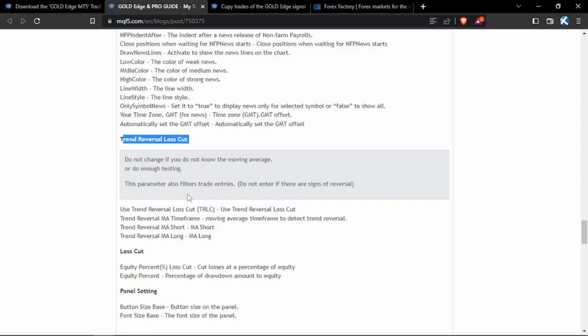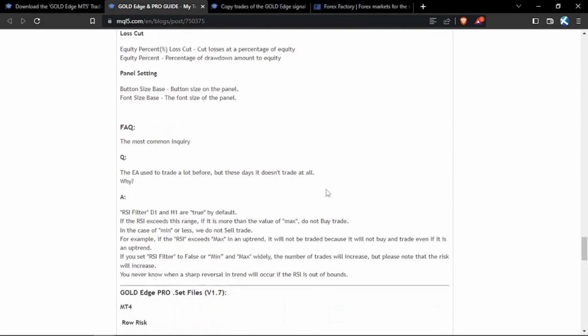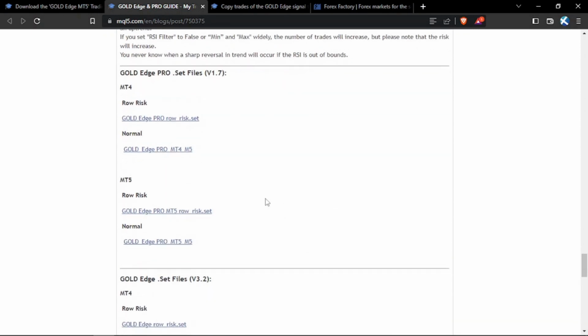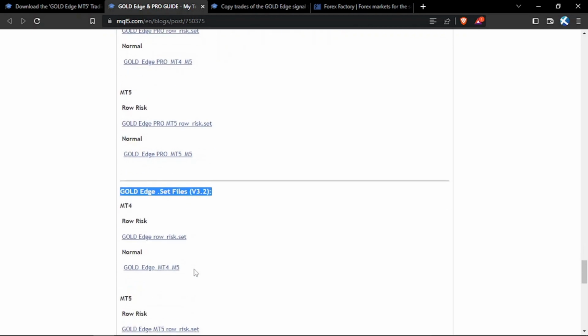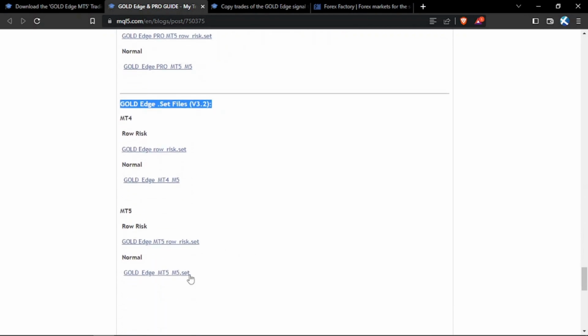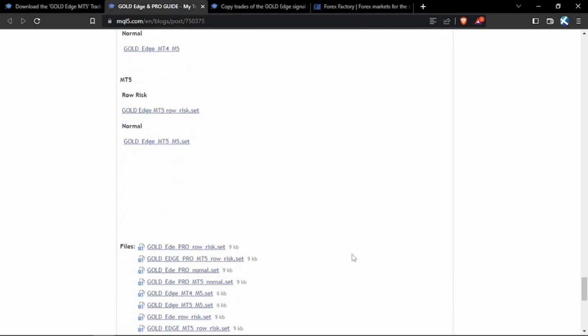Do not change it if you don't have a deep understanding of the moving average or have done enough testing. At the bottom of the guide, we do have set files available for the Edge version for both MT4 and MT5, and for the Gold Edge free version for MT4 and MT5.